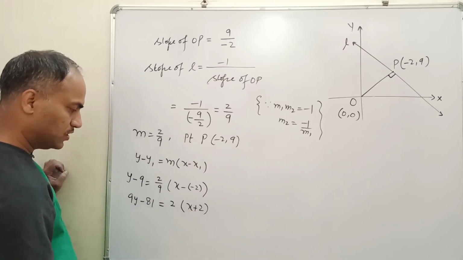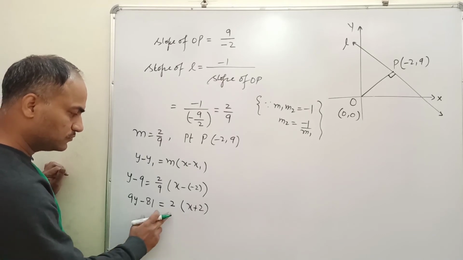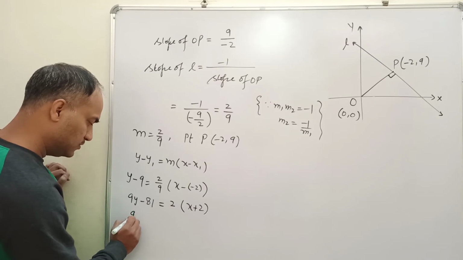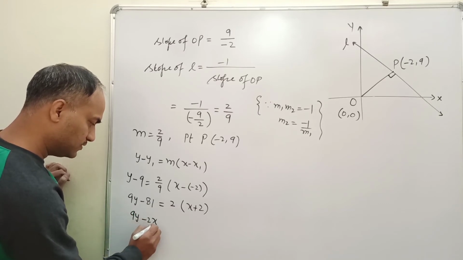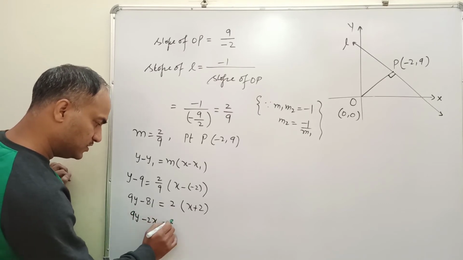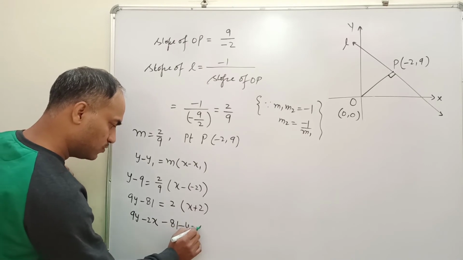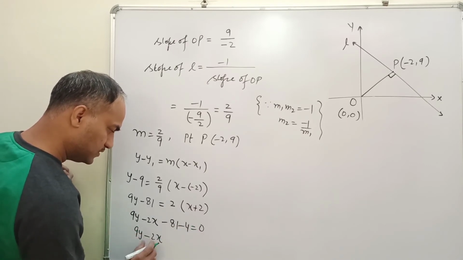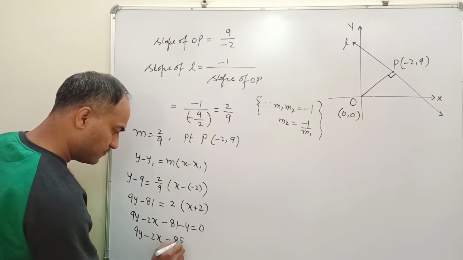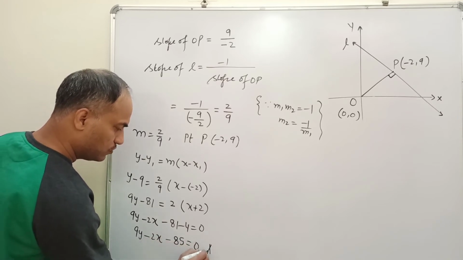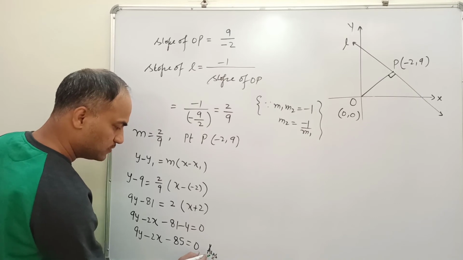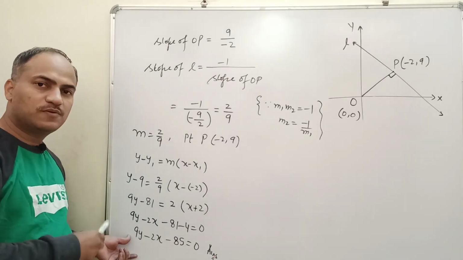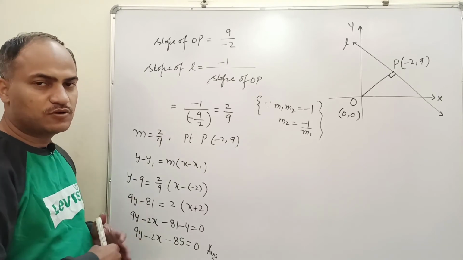Okay, so this becomes 2x plus 4. Let us bring this value this side. So 9y minus 2x minus 81 and -4 equal to 0. So 9y minus 2x minus 85 equal to 0. Okay, this is the answer for the question. You can write in y is equal to mx plus c form, or general form, or any other form.